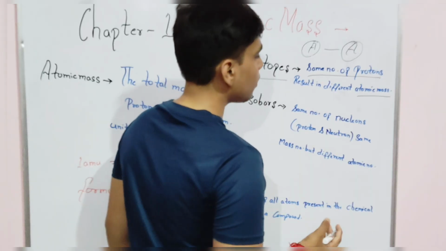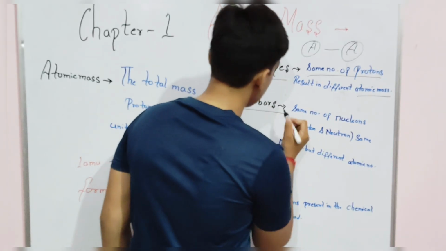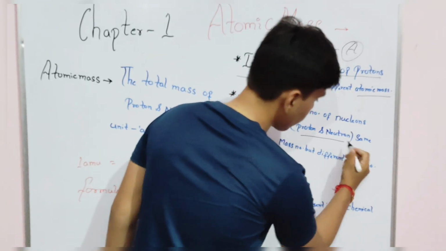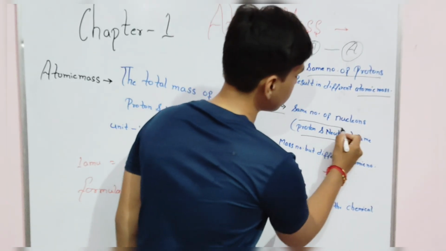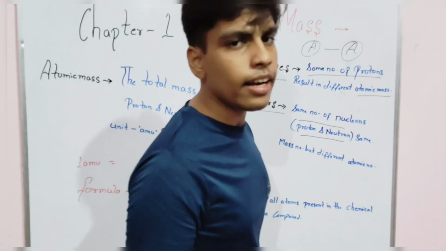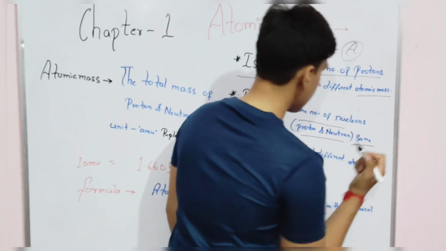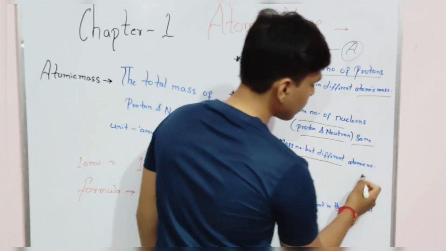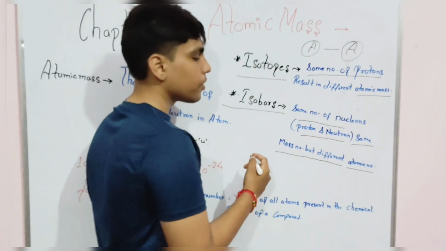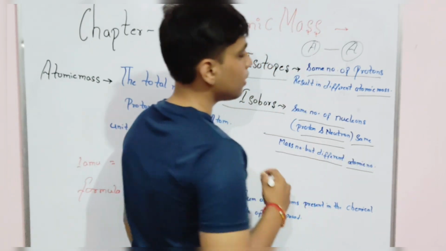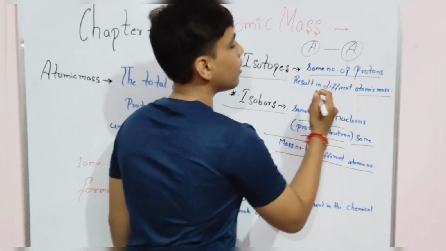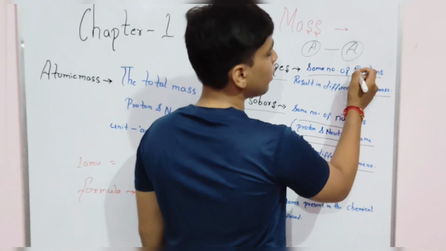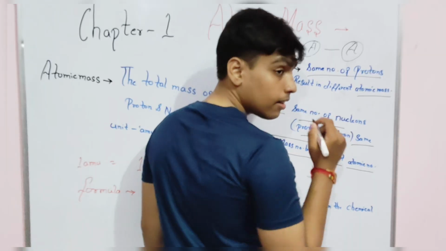In isobars, these things are just reversed. Isobars have the same number of nucleons. Nucleons are described as the number of protons and neutrons in an atom or in an element. So they will be the same, but the atomic number will be different, so our mass number will be the same. This is one difference: here atomic mass will be same and here it will be different. Here atomic number will be same, but here it will be different.